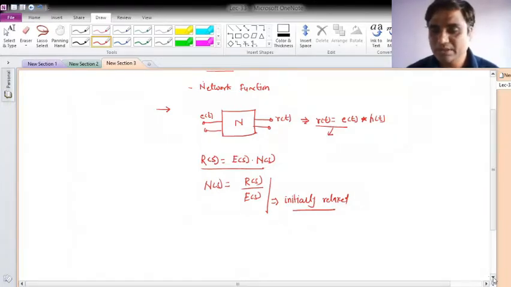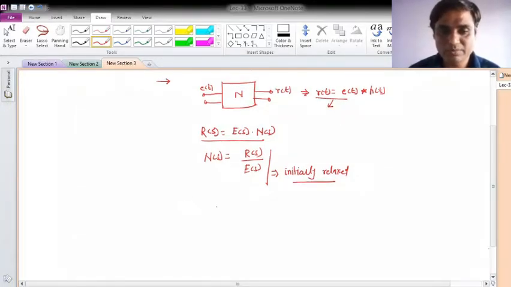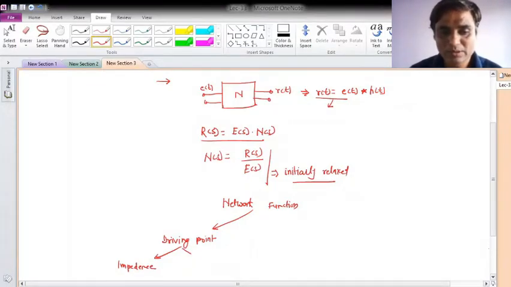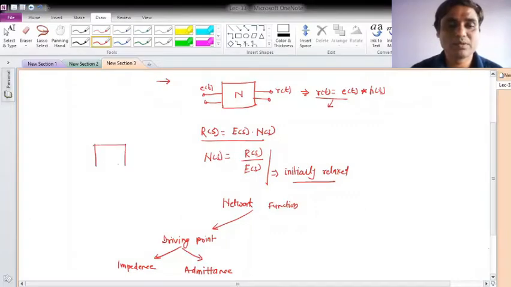So this way you can define the network function. Now let us categorize the network function. Basically, the network function can be categorized in two ways. One is called a driving point. The driving point may be your impedance, or the driving point may be your admittance. So what is driving point? To clear this, suppose I have the network like this.